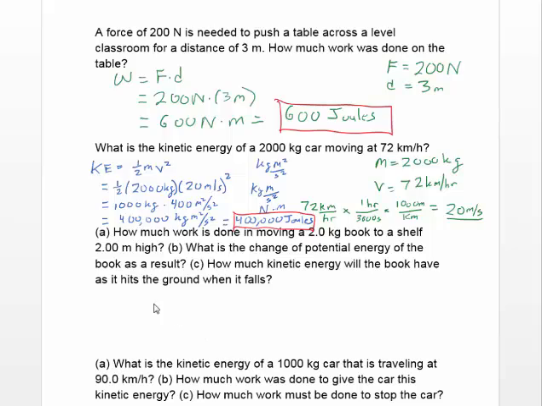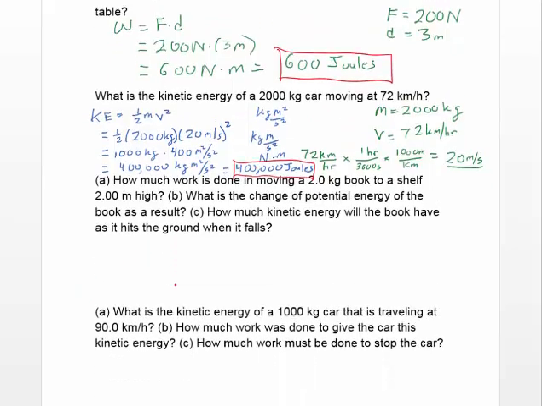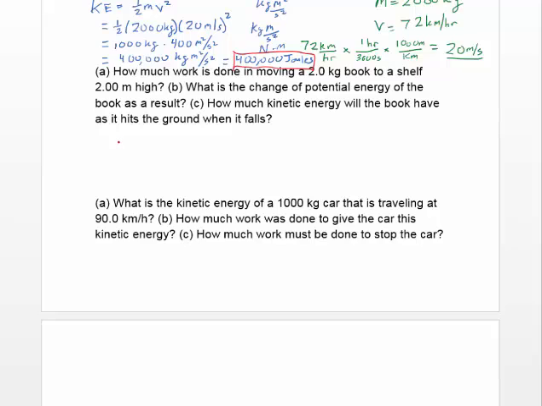Now let's go look at our third problem here, and let's see what we can get. Our third problem says: how much work is done in moving a 2.0 kilogram book to a shelf 2.00 meters high? So first we have to find the amount of work done. Let's again write down what we know. We know the mass is 2.0 kilograms. We know that the distance it's moved is 2.00 meters. Now we need to find the amount of work done.